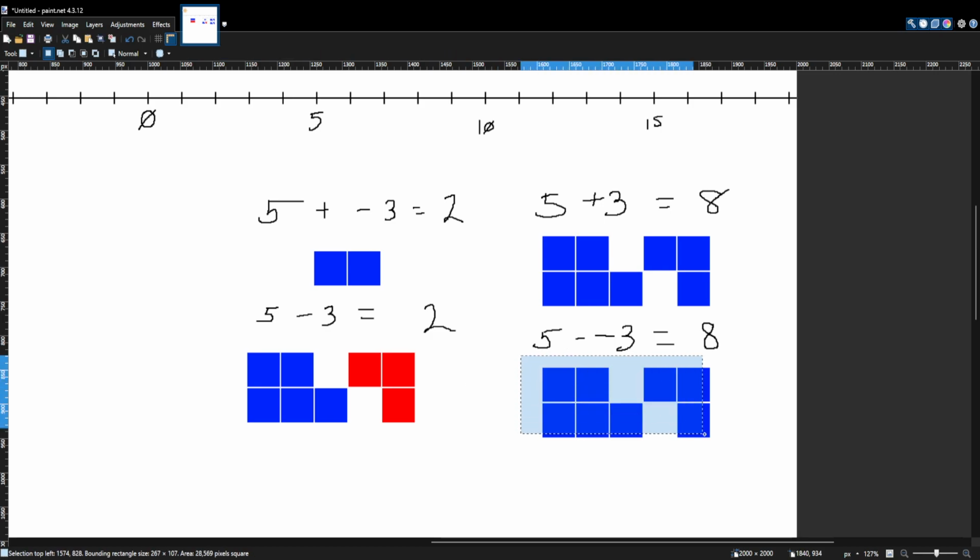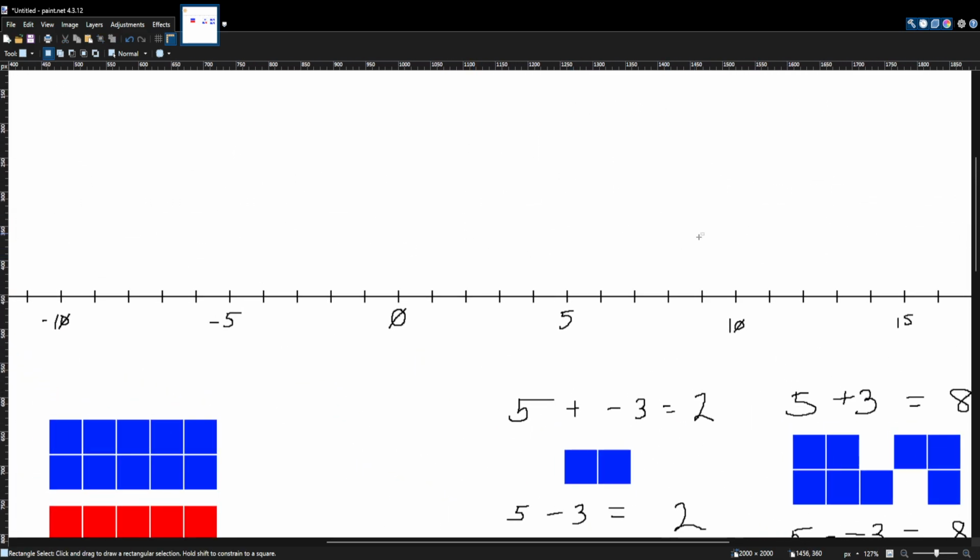But when we are subtracting negative 3, those negative 3 turn over to become positive 3, and we add them together to get 8. And so adding a negative value is the same as subtracting a positive value, and subtracting a negative value is the same as adding a positive value.